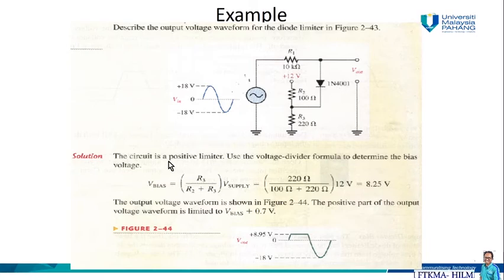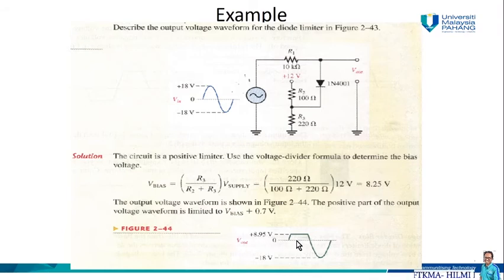So we can see that this is a circuit of a positive limiter, and if we use the voltage divider formula, we find that V bias is equal to R3 over R2 plus R3 times V supply. R3 is 220 over 100 plus 220 ohm times the V supply of 12 volt, and we are going to get V bias equal to 8.25 volt.